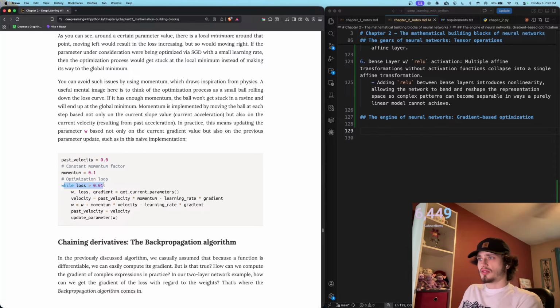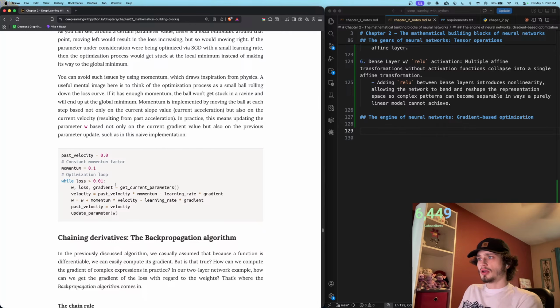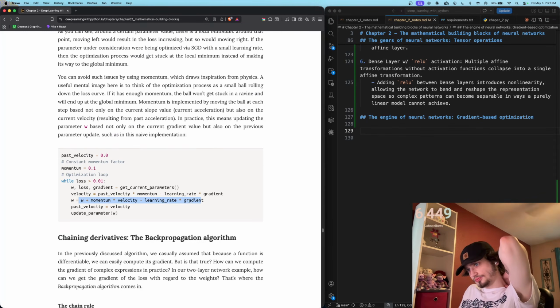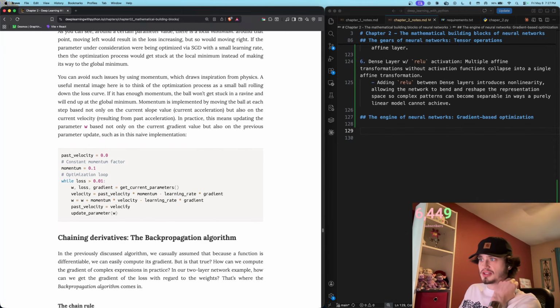While loss is greater than 0.01, we get the parameters, which are weight, loss, and gradient. We say the velocity is equal to past velocity times momentum minus learning rate times gradient. And then the weight is updated accordingly with the velocity update. And then we say past velocity is now equal to velocity, and we update the parameter.